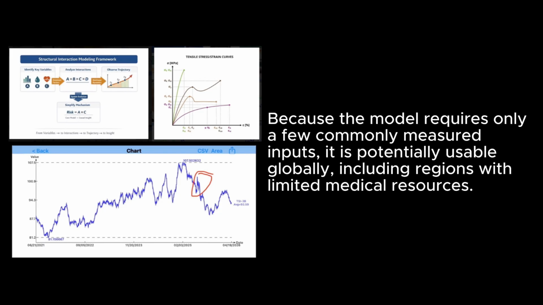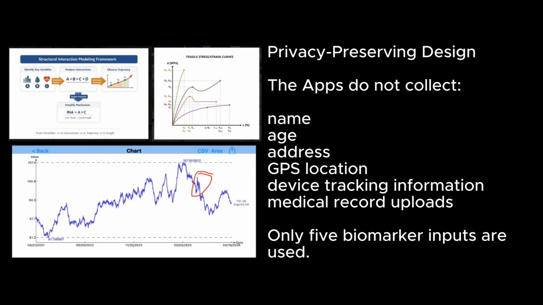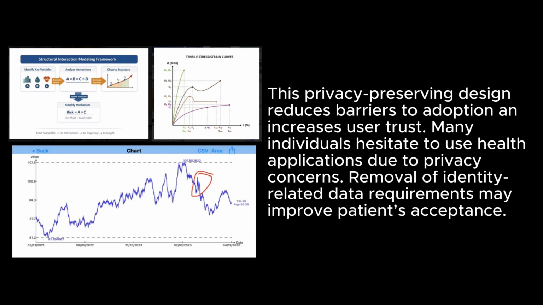Because the model requires only a few commonly measured inputs, it is potentially usable globally, including regions with limited medical resources. Privacy-preserving design: the apps do not collect images, address, location, device tracking information, or medical record uploads. Only 5 biomarker inputs are used. This privacy-preserving design reduces barriers to adoption and increases user trust. Many individuals hesitate to use health applications due to privacy concerns. Removal of identity-related data requirements may improve patients' acceptance.